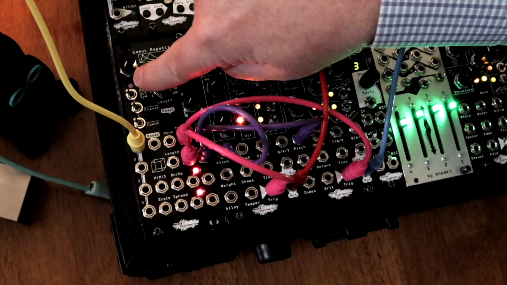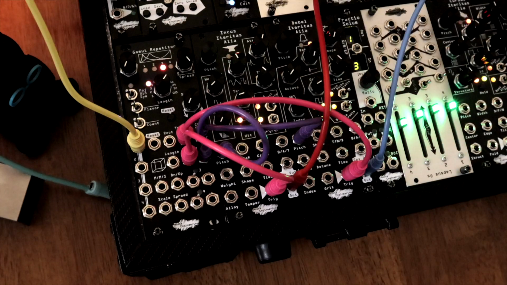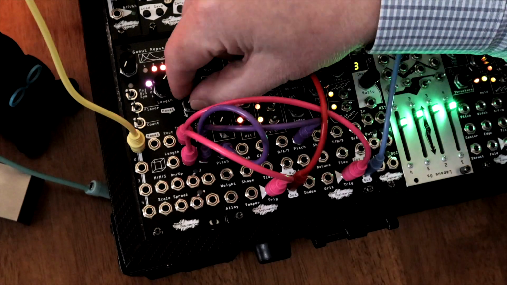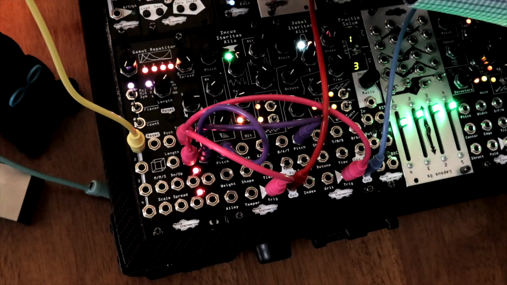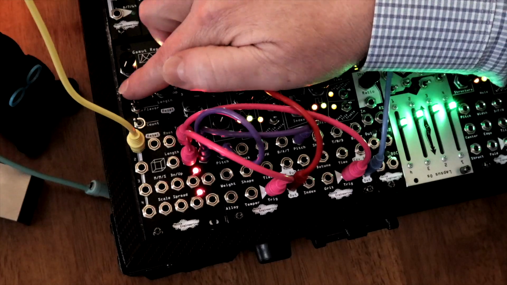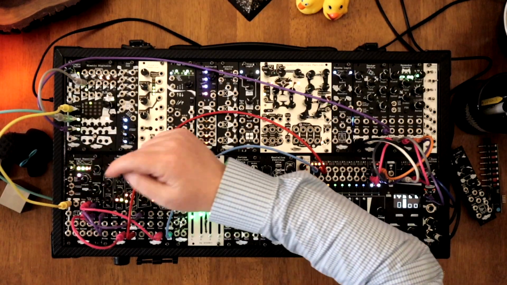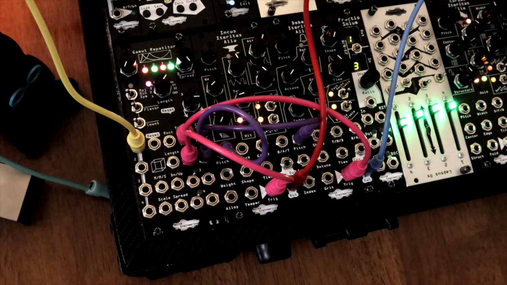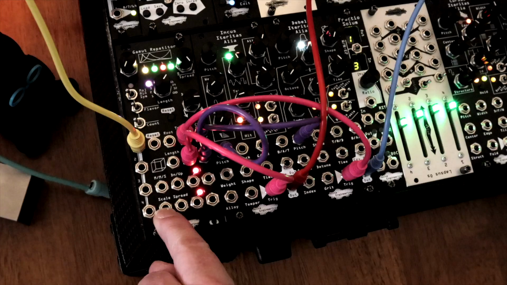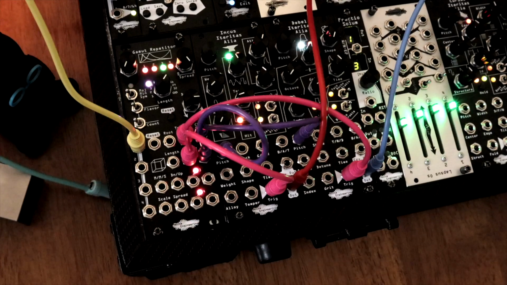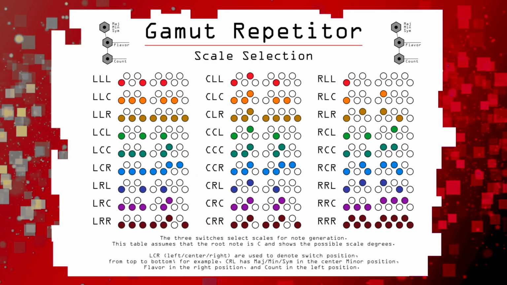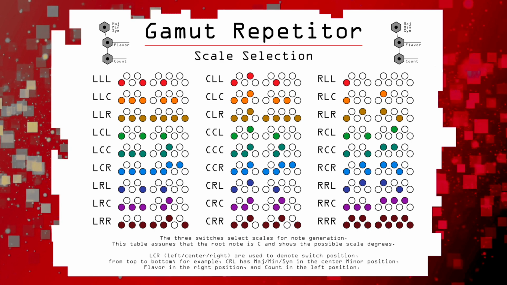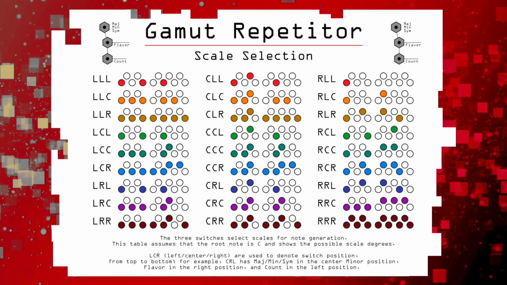The 3 switches select the scale used when generating voltages. The major-minor-symmetric switch changes to one of those 3 scales. Flavor changes the style of the scale, and count changes the number of notes used. The MMS CV input controls the top switch, while the scale input controls both the flavor and count switches. For a complete list of all 27 possible scales that can be generated with Gamut Repetitor, screenshot this, or check out the manual at noiseengineering.us.